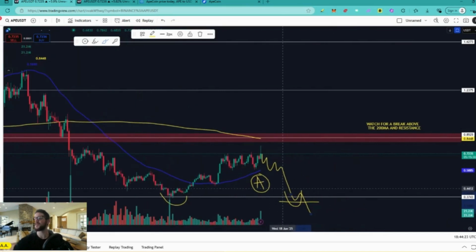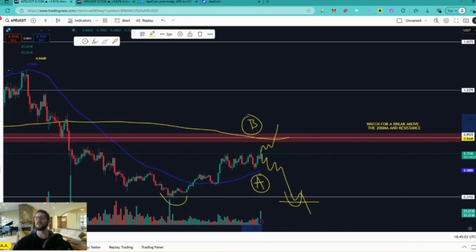So if plan A plays out, I am watching for a bounce at this key level of support at 37 cents. If plan B plays out, which is the price action pumping and breaking above the 200-day simple moving average, but also above this key level of resistance that's located at 0.8525, I am going to buy the break above this resistance. If we clear this resistance, things are going to be way easier for ApeCoin to start moving higher.